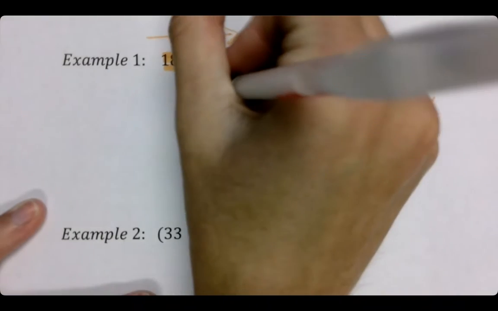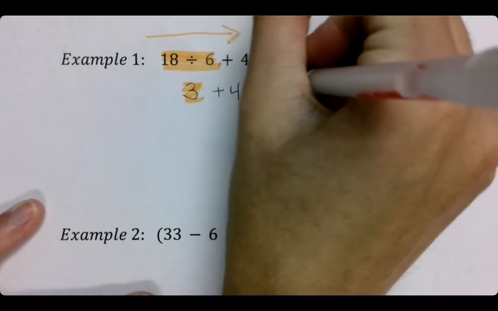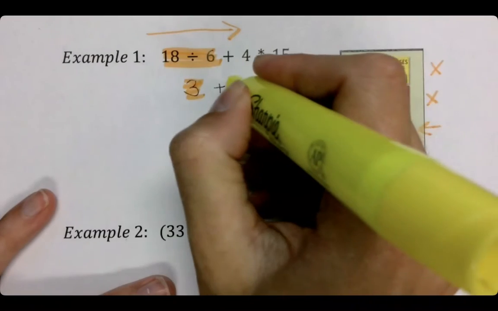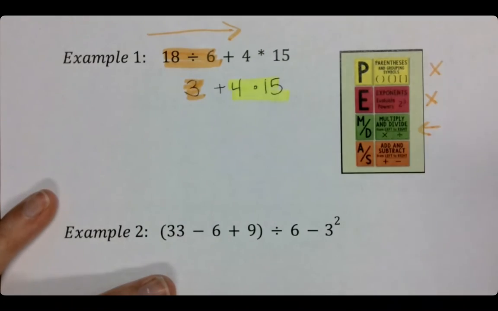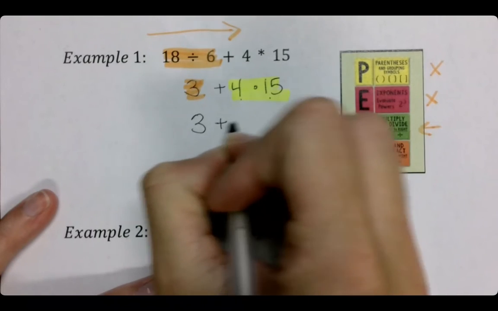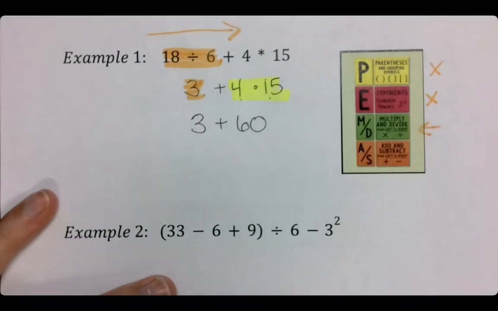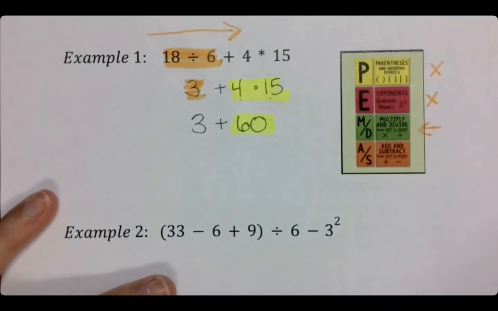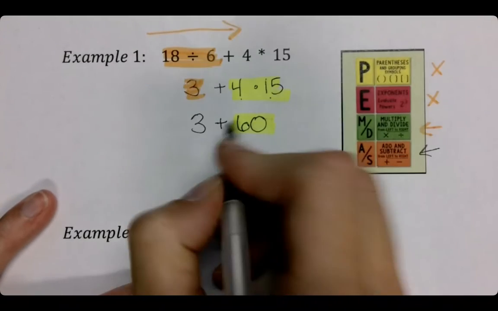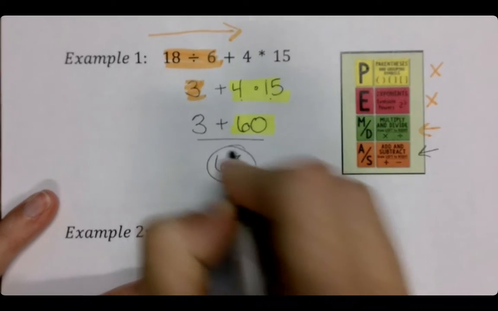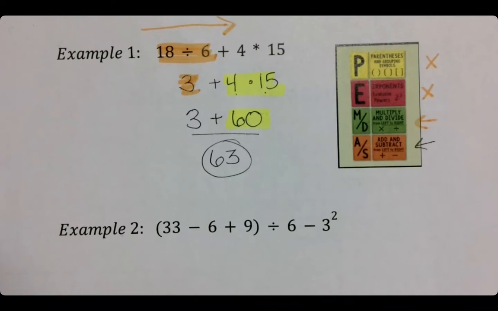And then everything else is just going to get brought down. And then look again, right? What's the next thing? We have some multiplication. So I'm going to do my multiplication. I'm going to bring down my 3, and 4 times 15. Again, feel free to use a calculator, but it is 60. And then last but not least, we have addition and subtraction. We only have the one, so 3 plus 60 is 63. So that would be our answer for the first one.